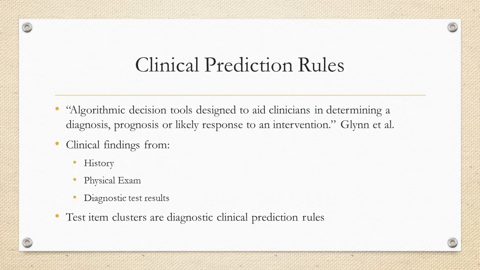Clinical prediction rules are algorithmic decision tools that are designed to aid you, the clinician, in determining the diagnosis, the prognosis, or a likely response to an intervention. That was according to Glynn et al. They often take clinical findings from the history or physical exam or diagnostic test results and determine what factors would most likely affect that diagnosis, prognosis, or intervention. Also, test item clusters can be used as diagnostic clinical prediction rules.